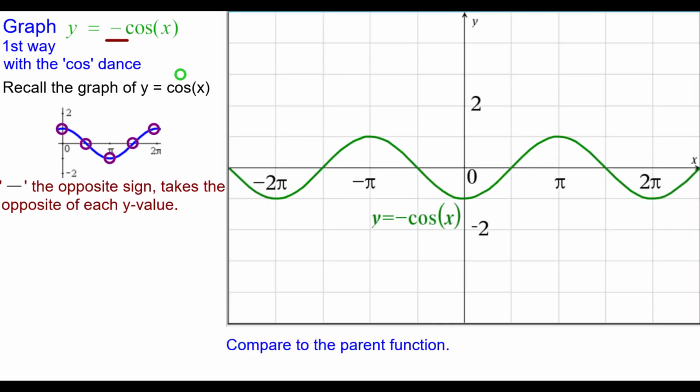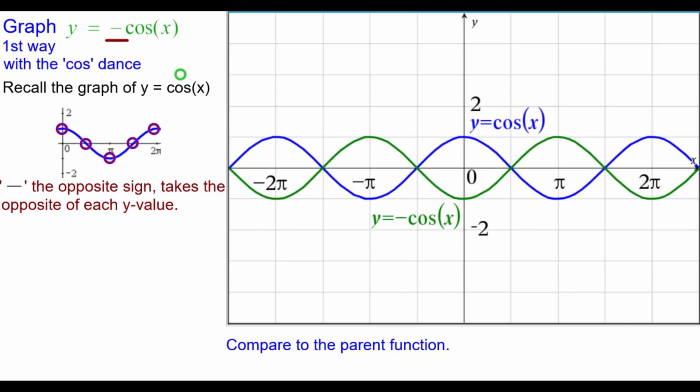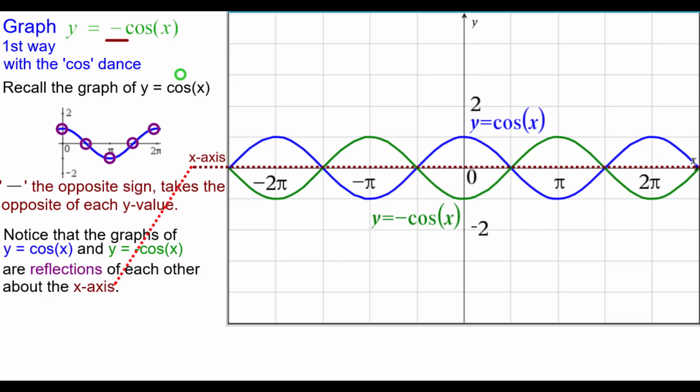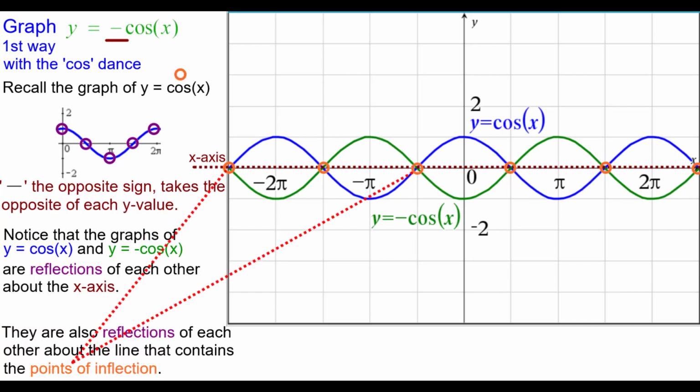Compared to the parent function in blue. And you'll notice that the graphs of y equals cosine of x, the parent function, and y equals the opposite of the cosine of x, are reflections about each other using the x-axis as the mirror. There are also reflections of each other about the line that contains these points of inflection. Pause as needed.